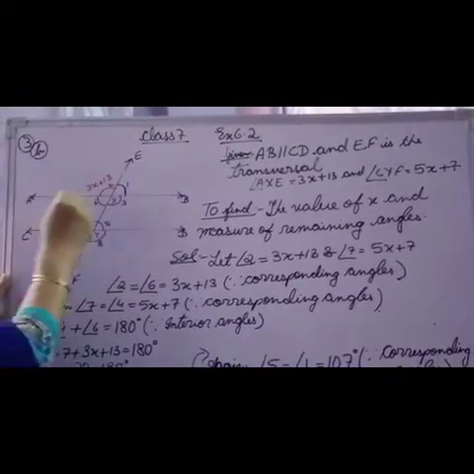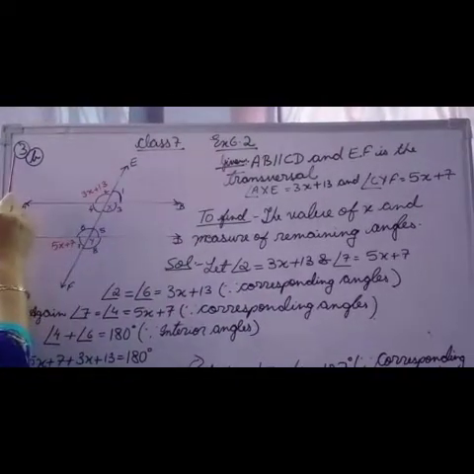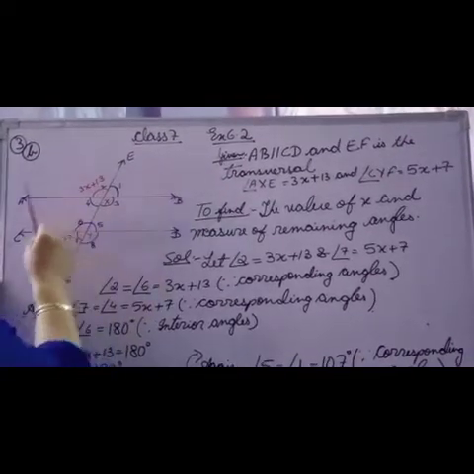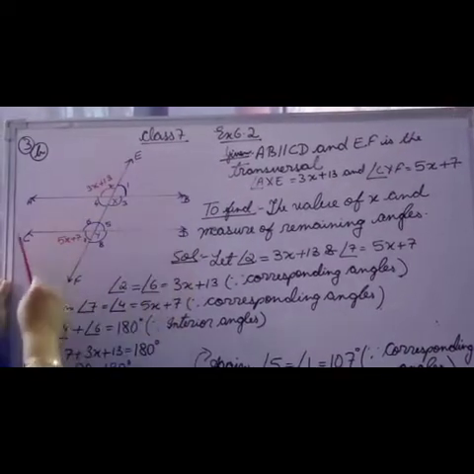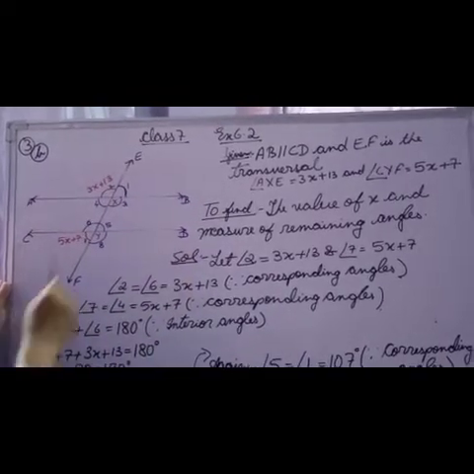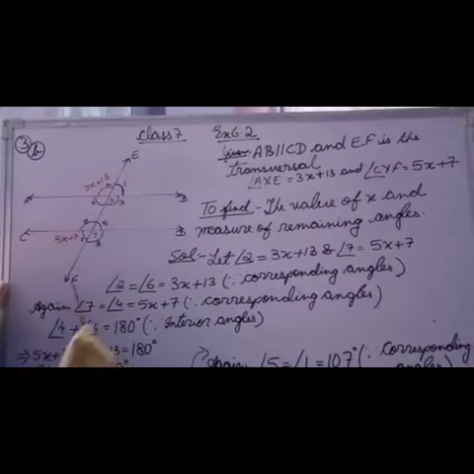Okay children, now exercise 6.2, number 3, part B. So what is given in the question? I have done the diagram for you. Now children, whenever you do this type of geometry sums, you should draw the diagram very neatly.